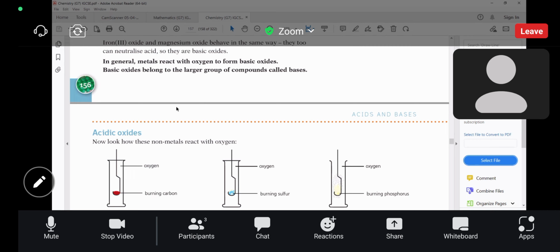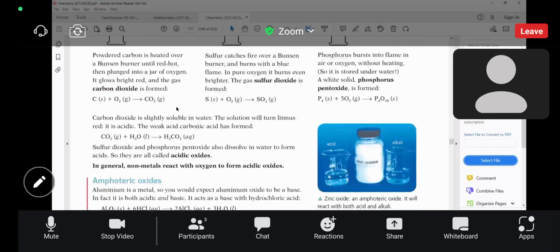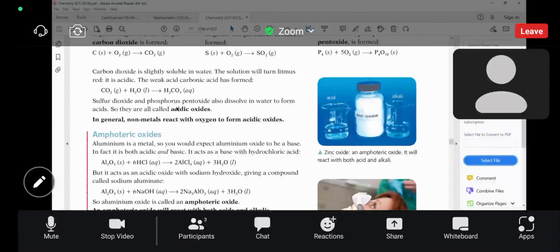Now tell me, what does the term amphoteric mean? Amphoteric means they will react with both acids and bases. That means they show both basic and acidic properties. So what is the definition of each? Like basic oxides, basic oxides are the oxides that show the properties of bases. That's all. If you are asked in the examination, you can write in that way.